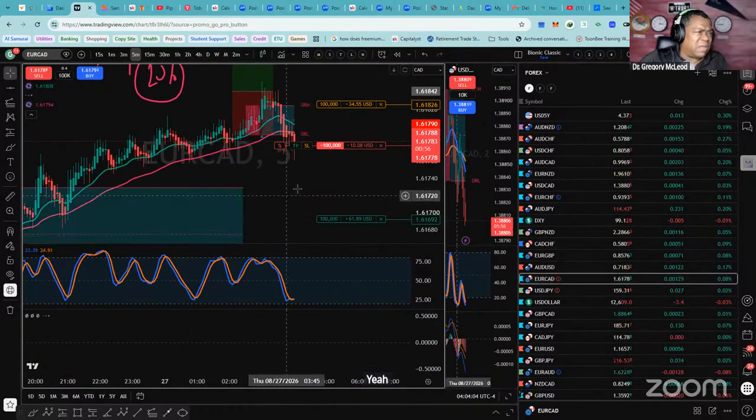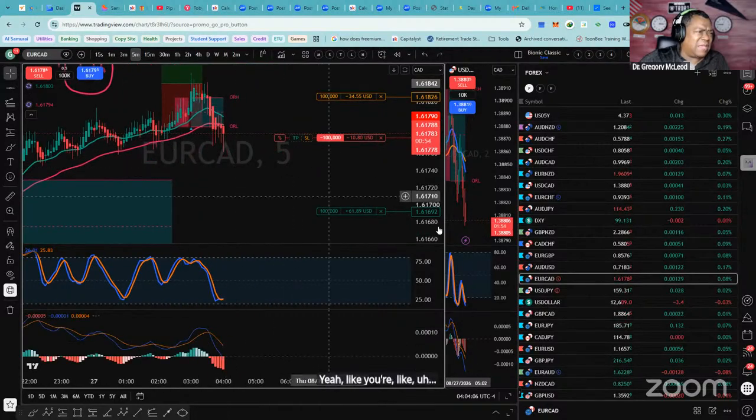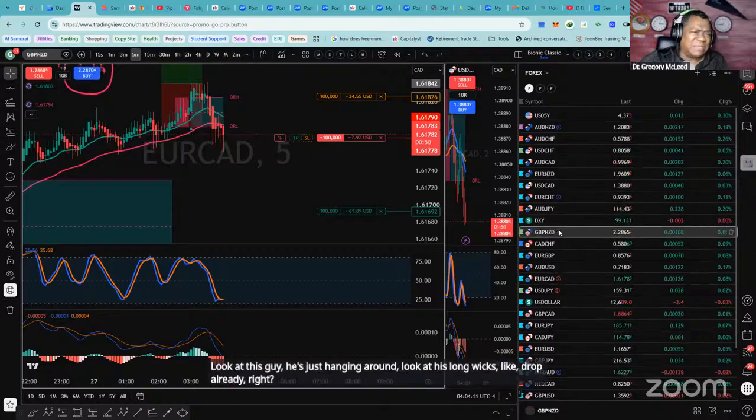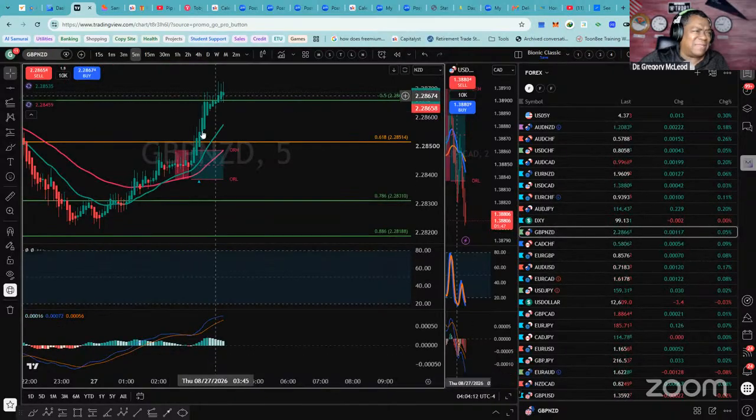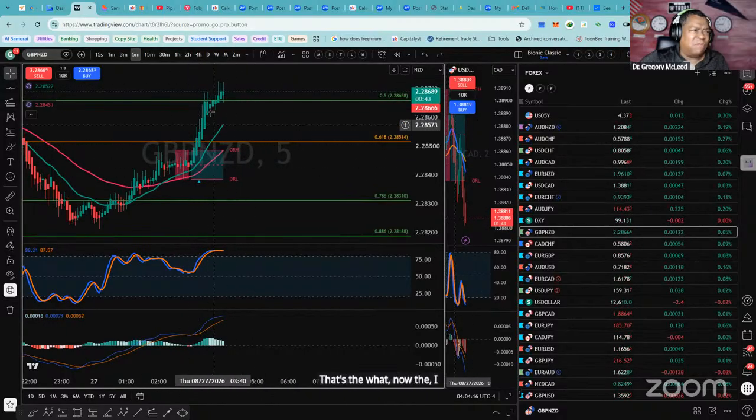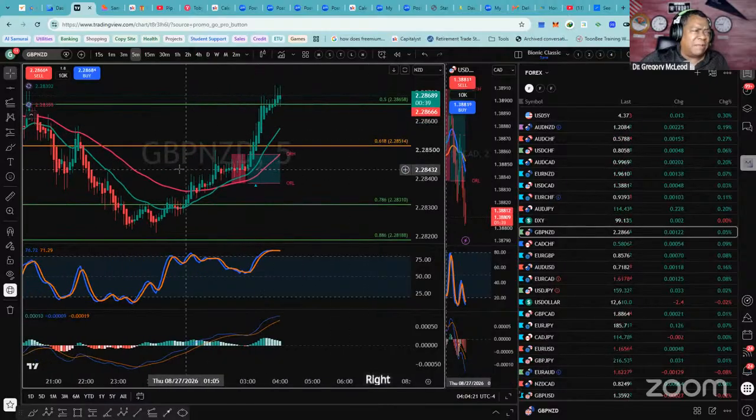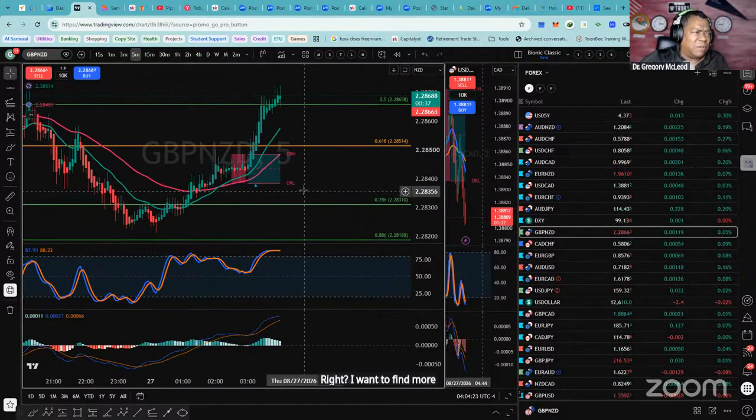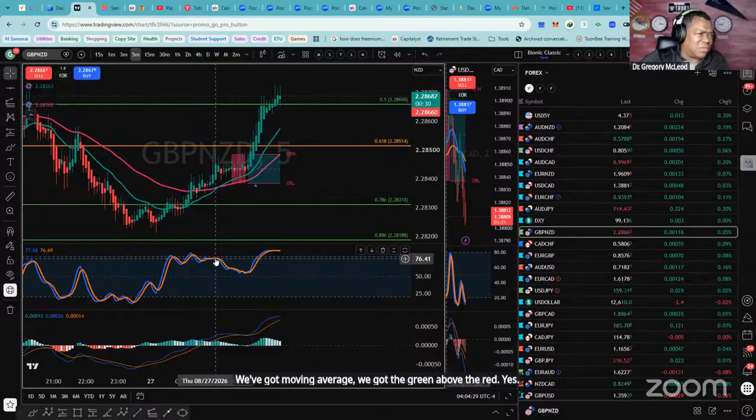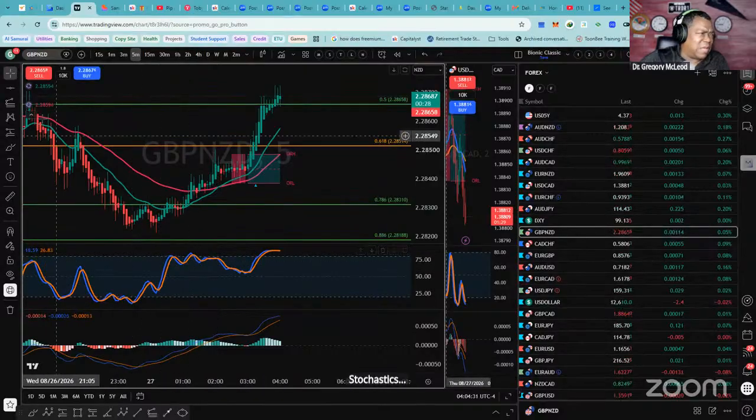Like here, look at this guy. He's just hanging there. Look at these long wicks. It's like, drop already, right? The pound kiwi. Look at this one, right? That's the one. Now, see, I want the DNA of what makes this. Why does this trade work, right? I want to find more like this one, right? What do we got? We got moving average. We got the green above the red. Yes, stochastics trending up, right?